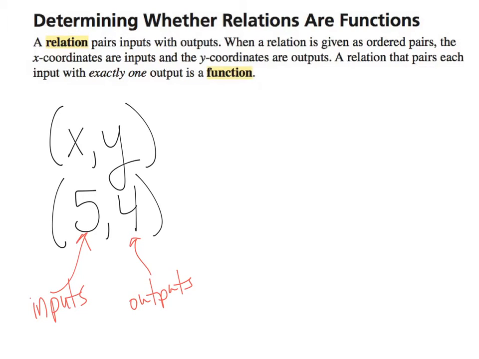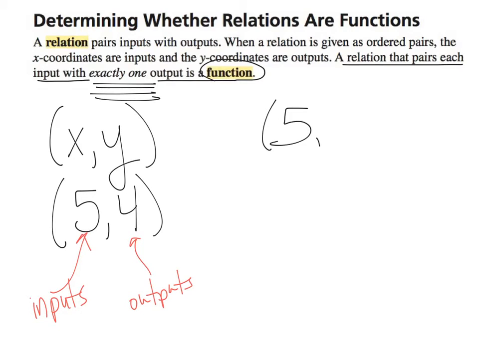Now, a relation that pairs each input with only one output. This is really important. Huge concept right here. A relation that pairs each input with exactly one output is called a function. What that means is this. 5 is my input, 4 is my output. This input goes to one output.